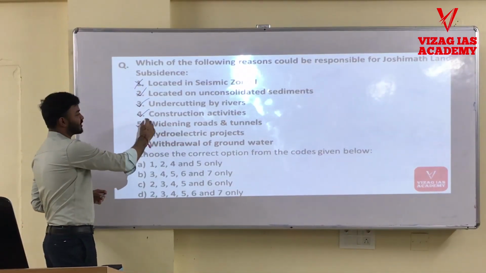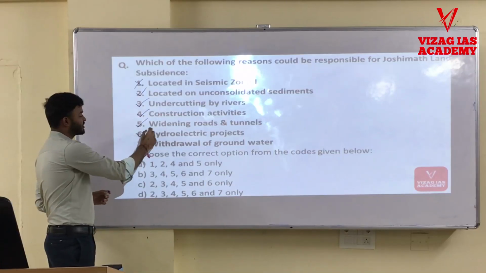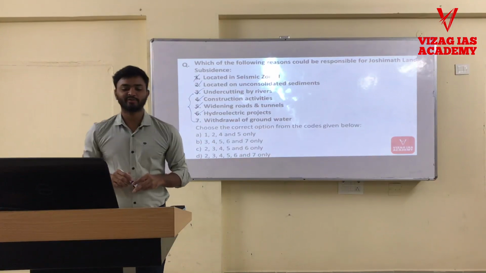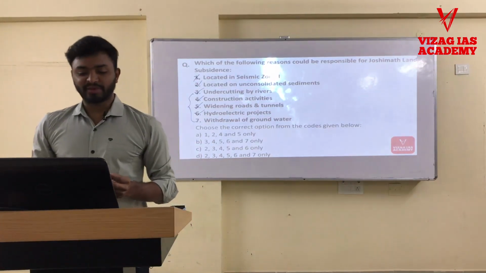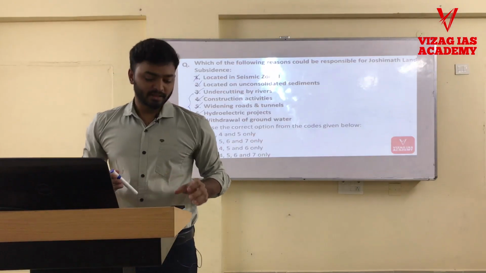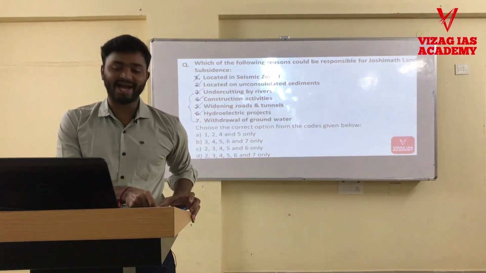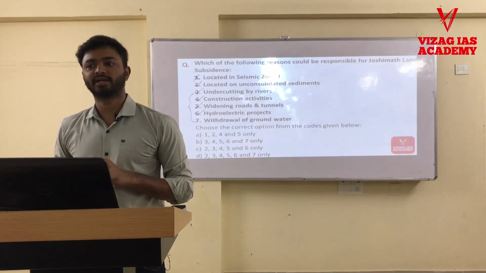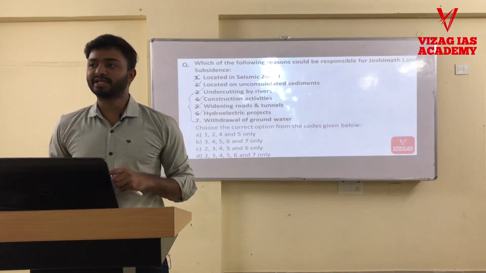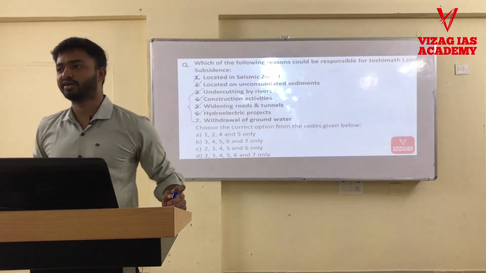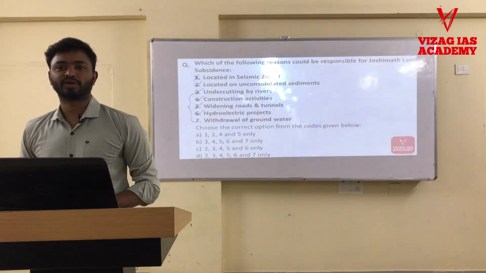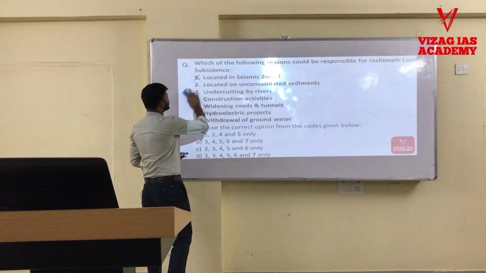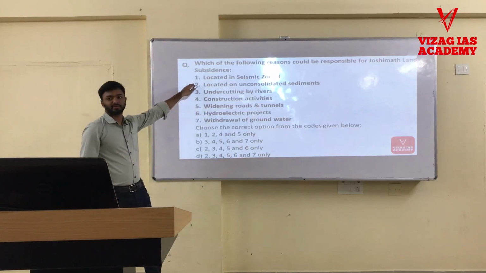Construction activities, widening of the roads and tunnels, hydroelectric projects: these all come under anthropogenic impact. All these have been putting pressure on the land. Another major impact is tourism activity. Joshimath acts as the camping ground for people going on pilgrimage to Badrinath and Kedarnath. Because of that, there has been increased tourism and anthropogenic activity, and there is withdrawal of groundwater also. Because of this, the land has been subsiding. So all these factors are correct except for the first statement.